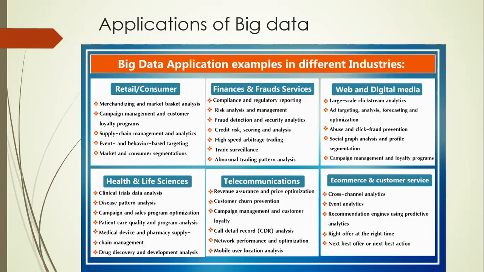In web and digital media, digital marketing, e-commerce, and customer service can be done, including recommendation engines. When you order a particular product on Amazon, you can see that they recommend that similar people have bought these things also. That is possible due to the recommender system.